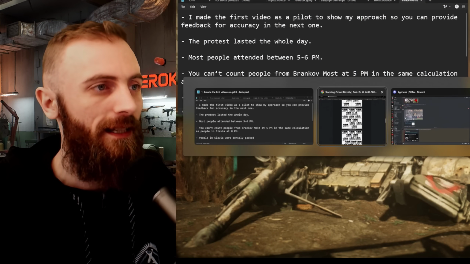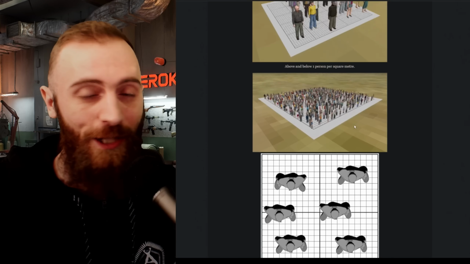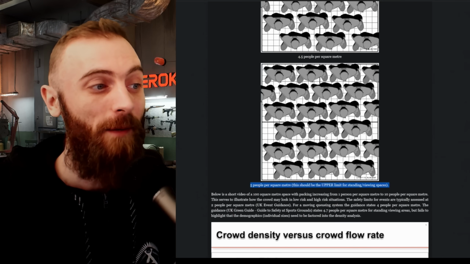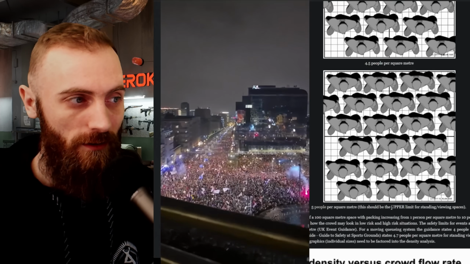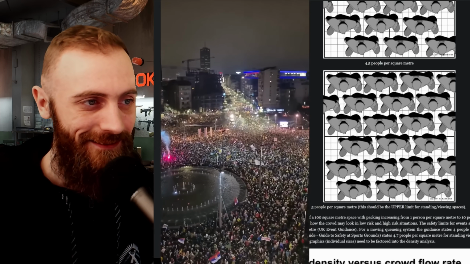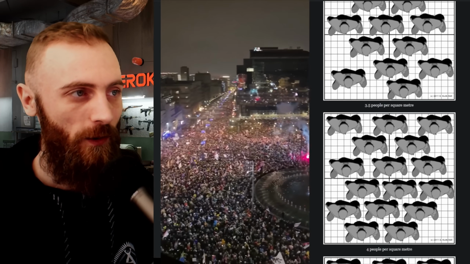I went down an insane rabbit hole regarding crowd counting and how it works. So this right here is how 5 people per square meter look like. Does this look to you like 5 people per square meter? Not really, right? It's more like 3.5 people per square meter.